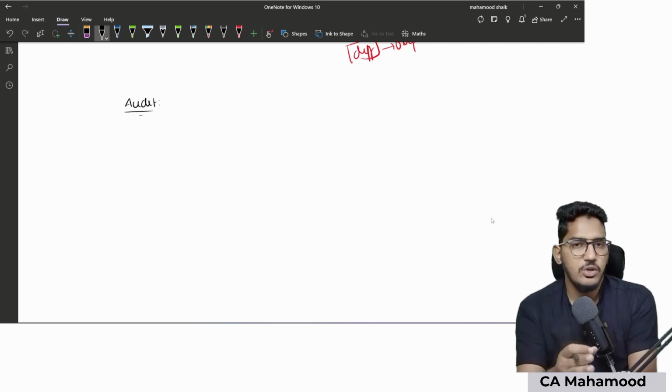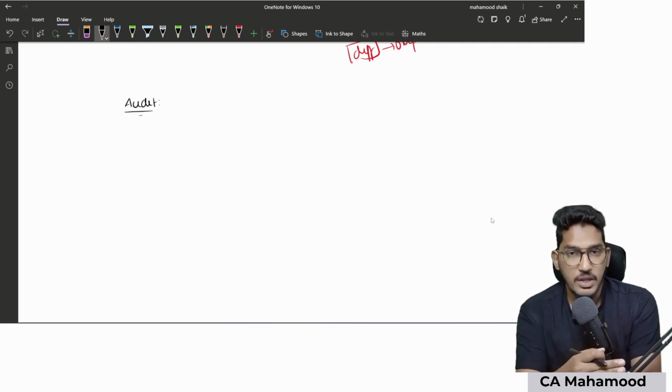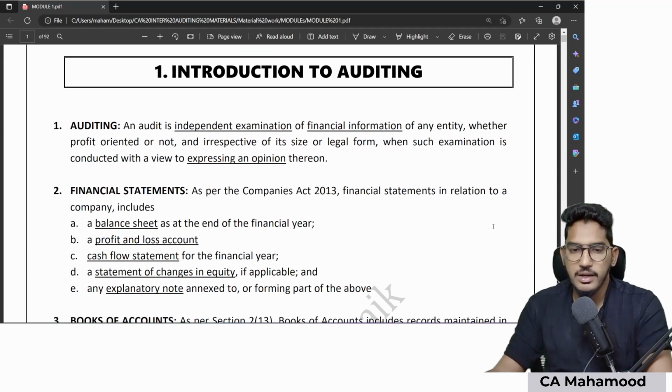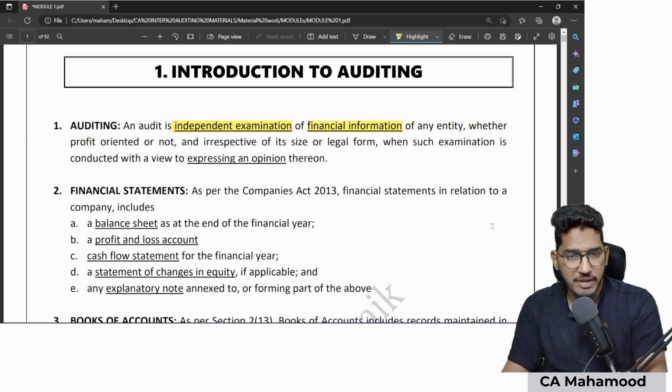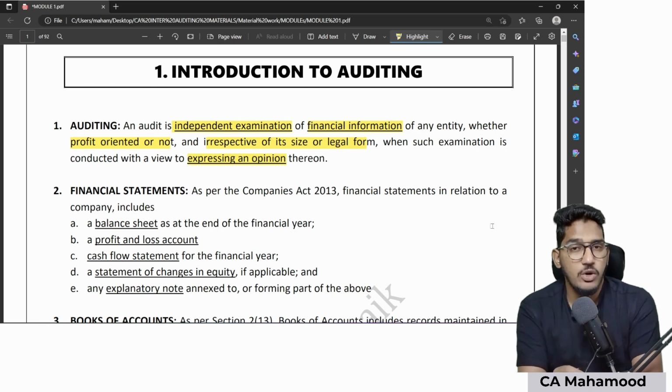Before we can understand the concepts relating to the audit, it is very necessary for us to understand what exactly is the meaning of the term audit. The term audit has been technically defined in the standards, and it is defined something like this. An audit is an independent examination of financial information of an entity, whether or not profit oriented, irrespective of its size or legal form, when such an examination is conducted with a view to expressing an opinion thereon.